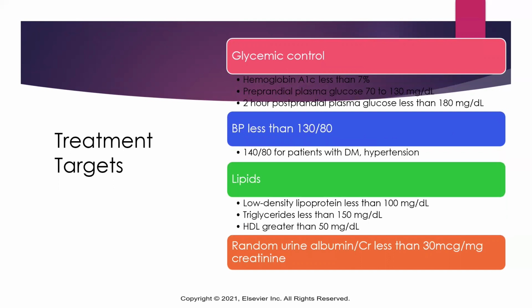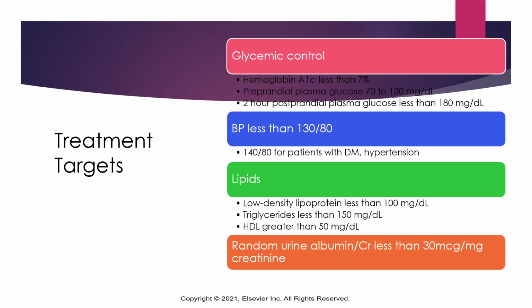We want, before they eat, their glucose should be no higher than 130. So 70 to 130 is going to be our range there. After they eat, we're going to have them recheck it 2 hours later, and we want it to be less than 180. Our blood pressure goals, we want less than 130 over 80. If they're diabetic and have hypertension, we're going to allow them to go up to 140 over 80.